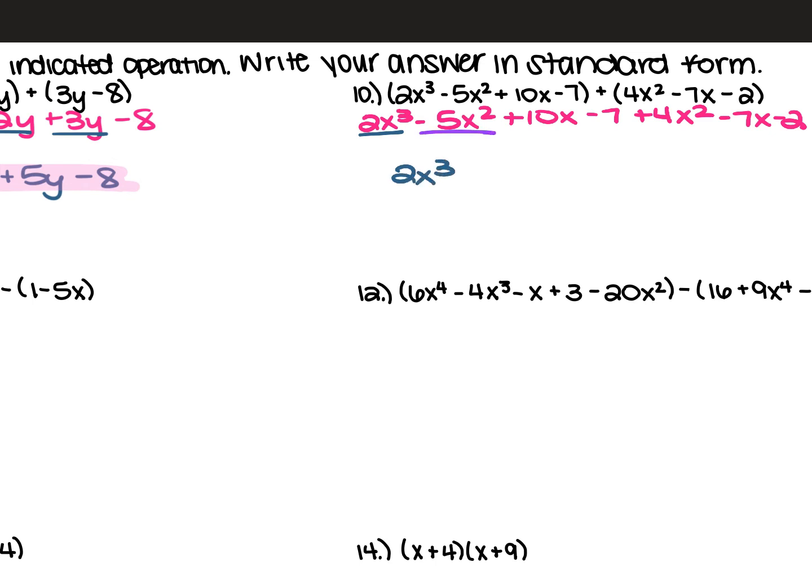Next, you have a negative 5x squared and a positive 4x squared, which gives us a negative x squared. Then we have that 10x and that negative 7x, which equal 3x. And lastly, the negative 7 and the negative 2, which gives us negative 9. This is in standard form, so we can just highlight it, and that's our answer.